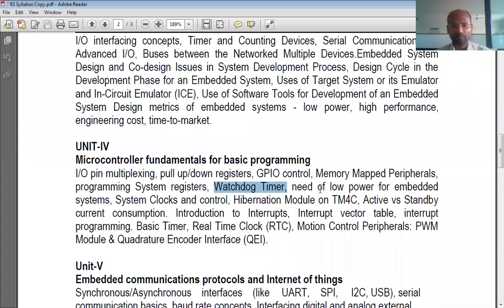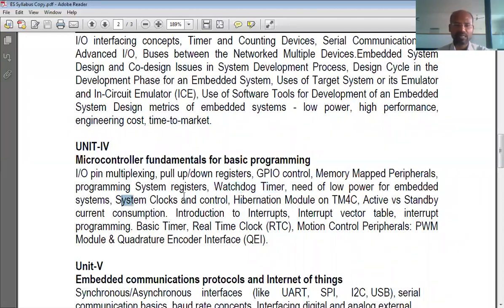Next, need of low power embedded systems. We always look for embedded systems which consume little power, because most of the time they are hanging somewhere at the roof of the room or somewhere in a remote place, where those devices do not generally have access to the mains grid, so they have to use a little power supply. We always look for embedded systems which consume little power, right? That is one of the main goals in designing embedded systems.